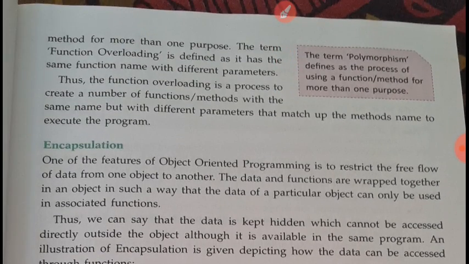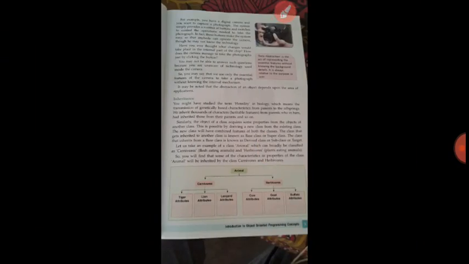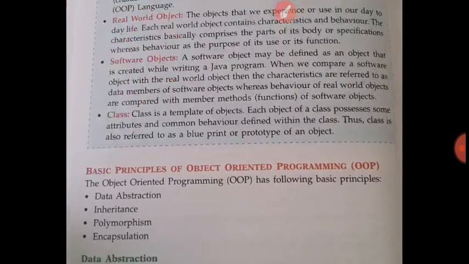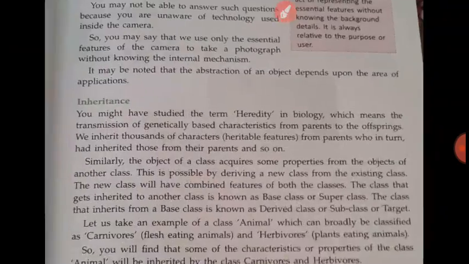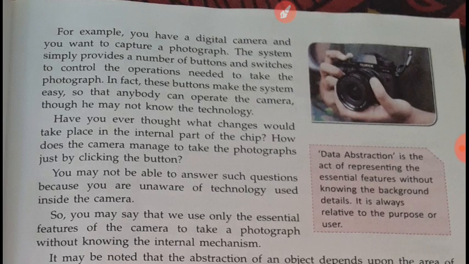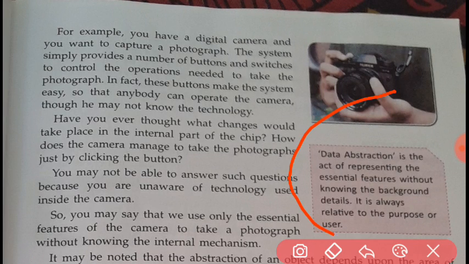So let us go for the last one, abstraction. Okay, so abstraction is given, the first one here. So this is abstraction. Data abstraction, first see this basic definition: it is the act of representing the essential features without knowing the background details. It is relative to the purpose of the user. I know you have not understood this. So let us consider an example.